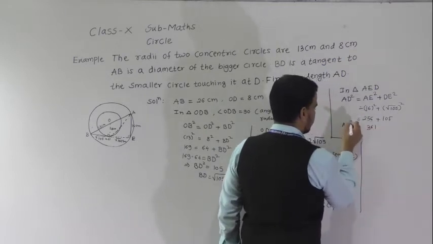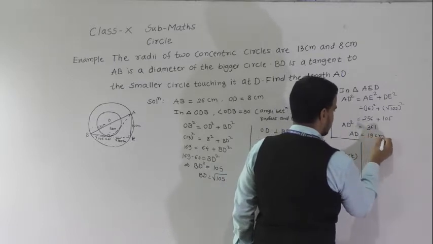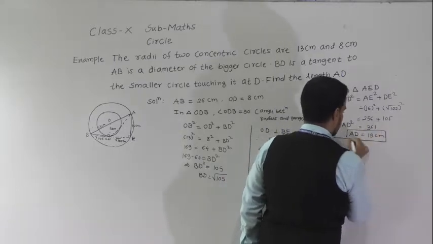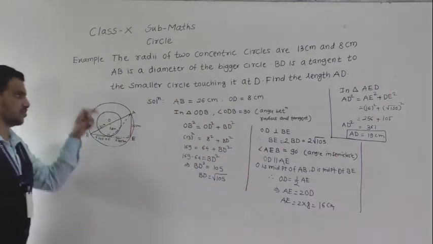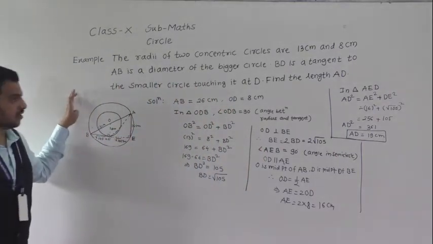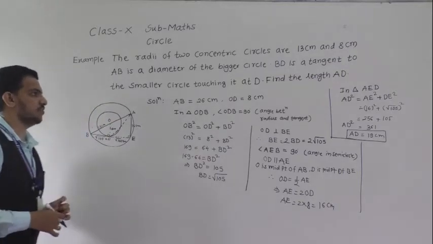So AD square is equal to 361. Therefore AD is equal to 19 centimeter. Okay. So here we will get length of AD, that is 19 centimeter. So this one is important example for exam. Okay. Now we will see next one.